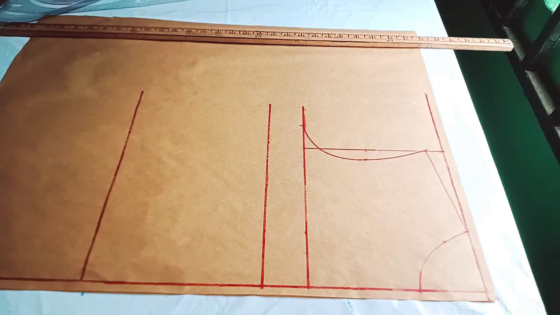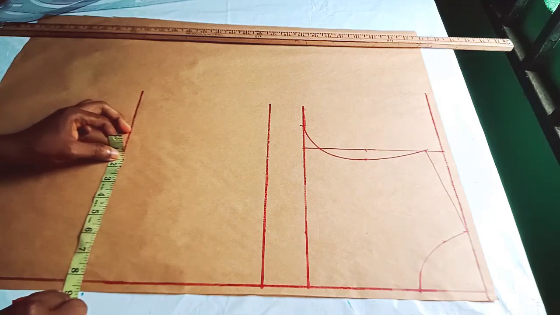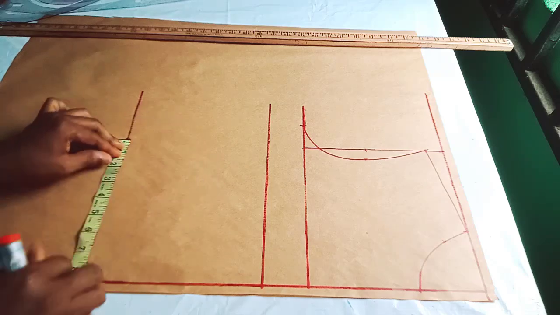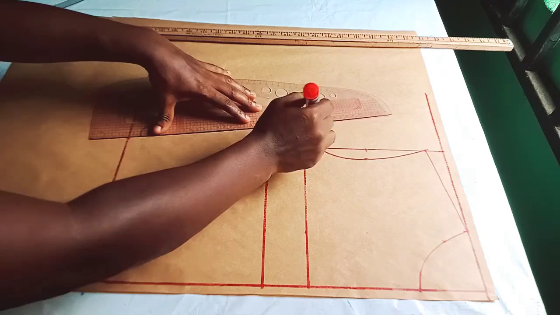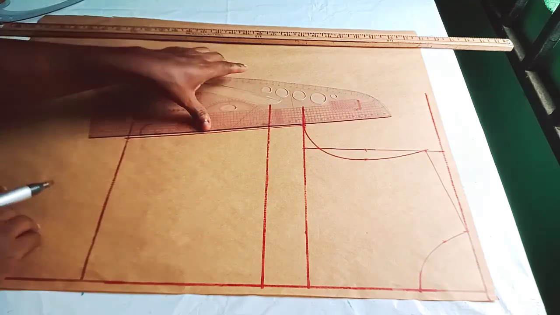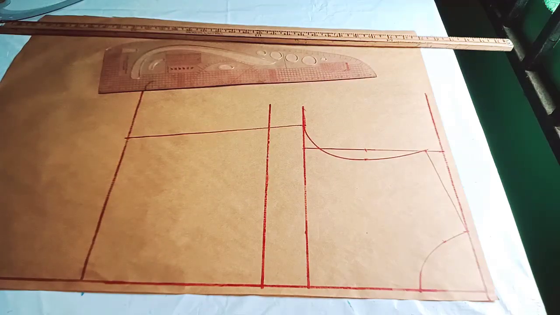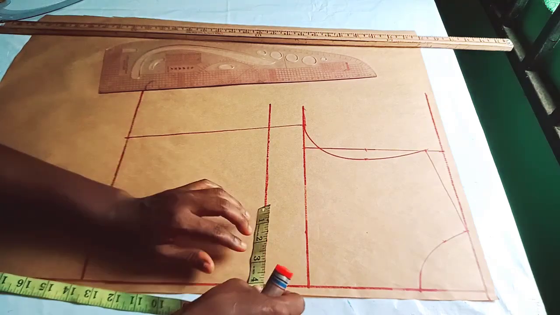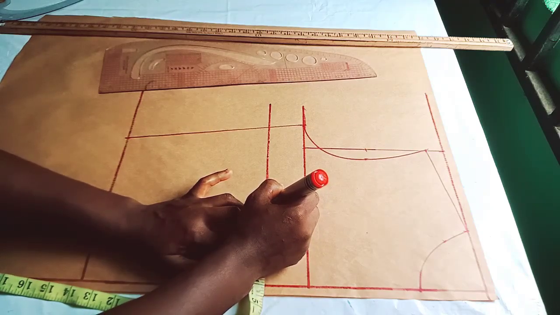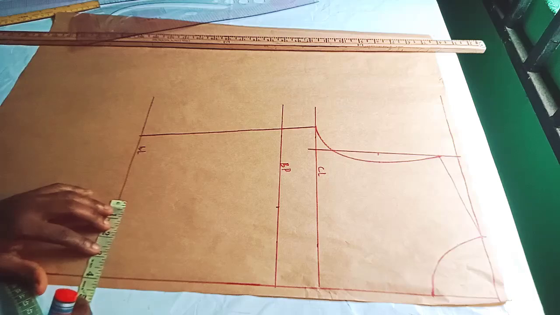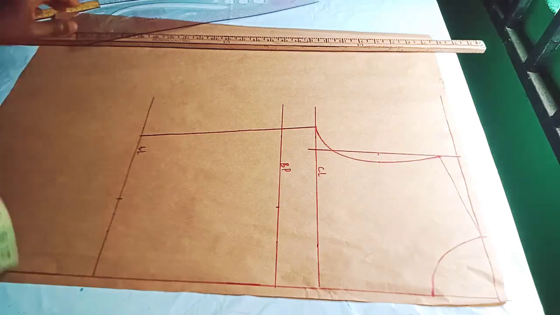Now I'm going to take the waist measurement. The measurement of the waist is 33. 33 divided by 4 will give us 8¼. So I'm going to mark 8¼ here. I'm going to connect it to the chest line. Now we're going to mark our bust span. Our bust span is 8 inches. Divide by 2 will give us 4 inches. I'll take it down to the waistline, 4 here. Then we'll connect it.